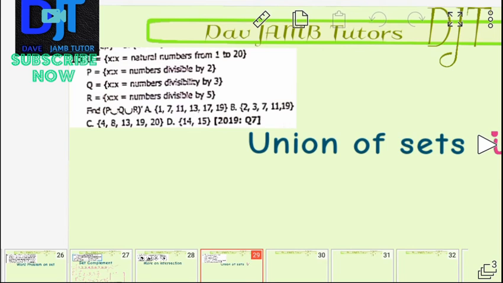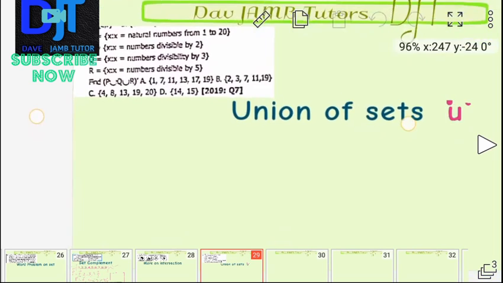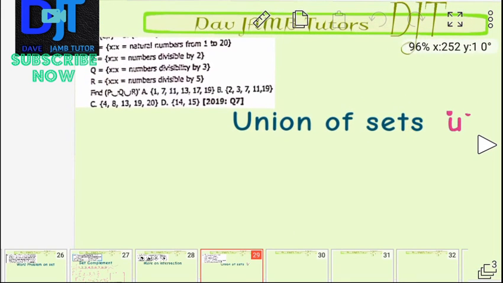Okay, we know that x is a natural number from 1 to 20. So P equals x are numbers divisible by 2, and Q equals x are numbers divisible by 3. R now equals x are numbers divisible by 5. Okay, so now we are asked to find the complement of P union Q union R.